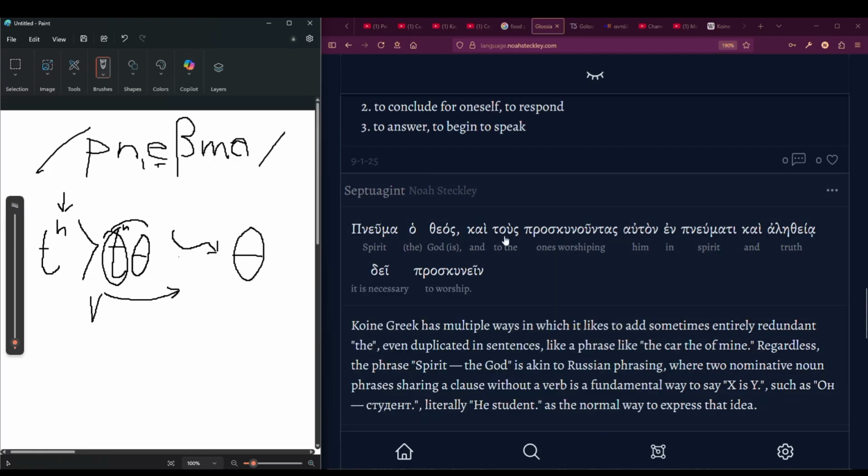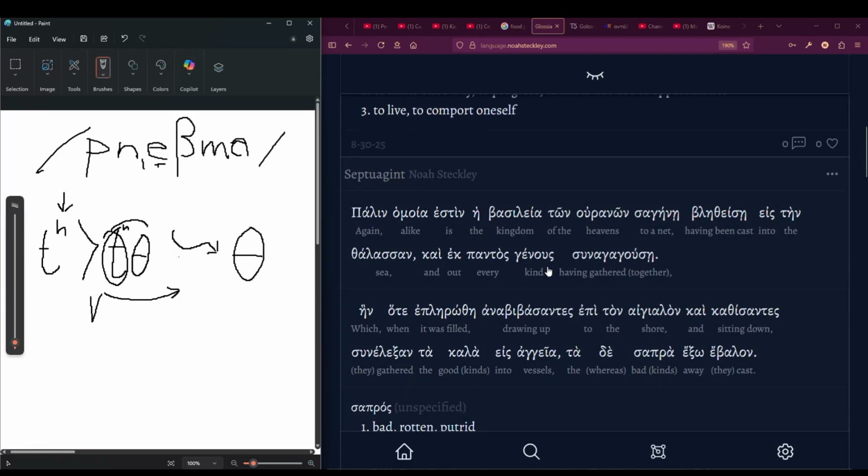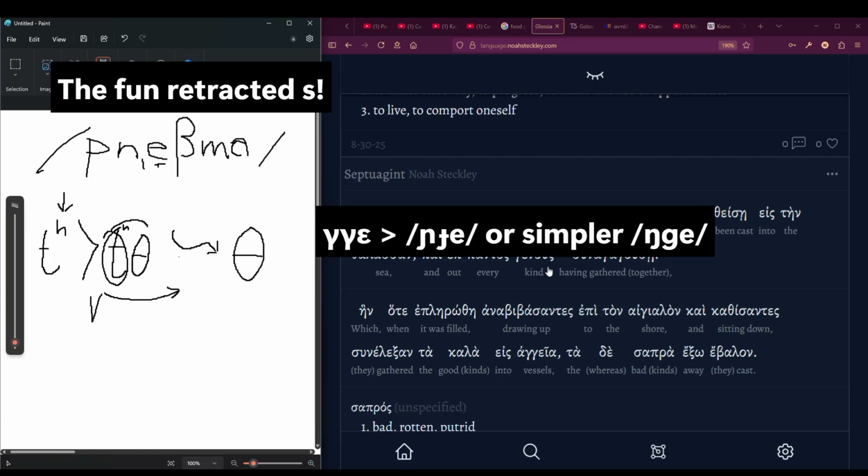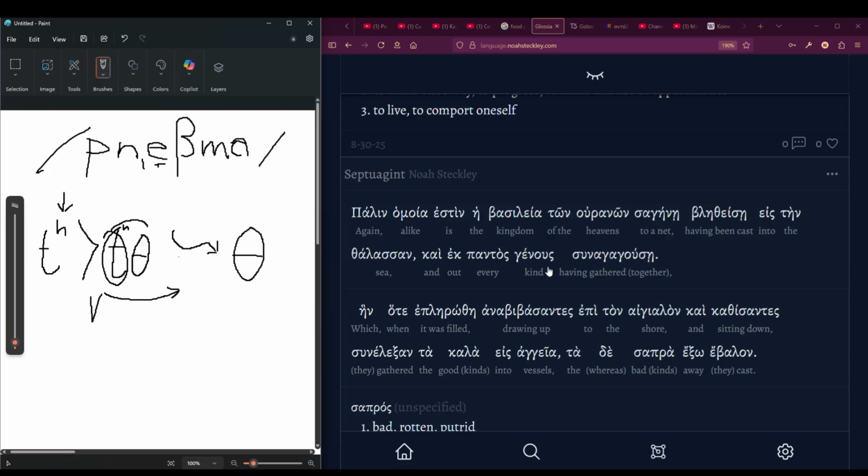Pneumotheos, και τους προσκυνούντας αυτόν εν πνεύματι και αλετεία λι προσκυνήν. All right, that's my take on it. I probably missed some obscure instance of combination of sounds that will just come up later, and you'll have to assume I made it up.